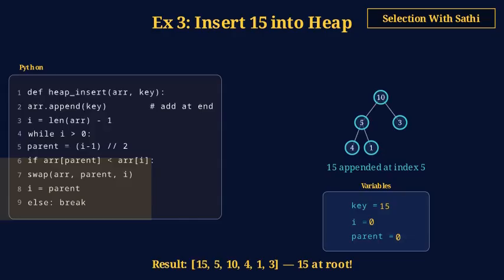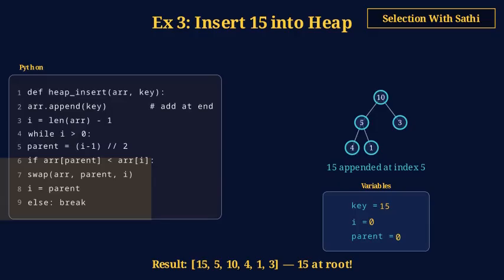15 is greater than 3, so swap. Array becomes 10, 5, 15, 4, 1, 3. Now i is 2. Parent is at index 0, which holds 10. 15 is greater than 10, so swap again. Array becomes 15, 5, 10, 4, 1, 3.